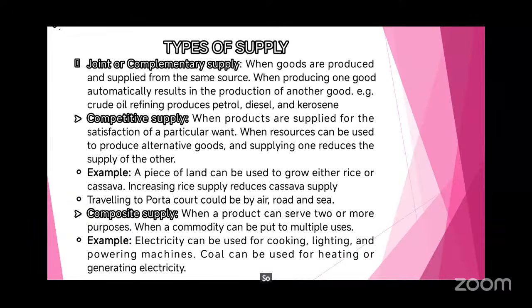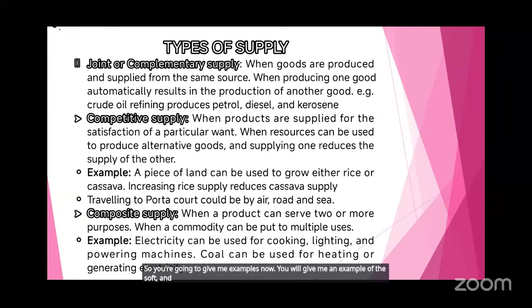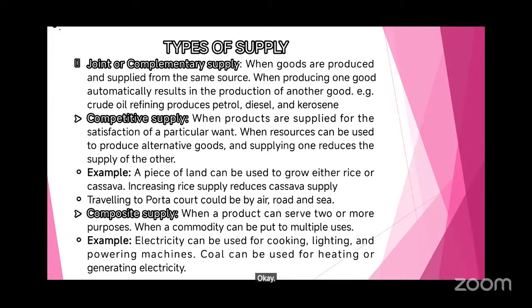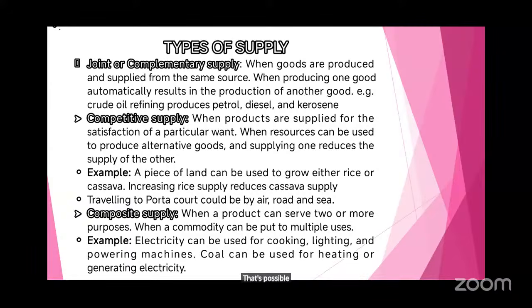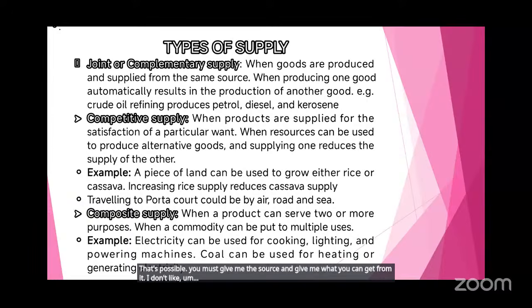So you're going to give me examples now. You will give me an example of the source, and then tell me what can be gotten from it. Okay, somebody is saying cocoa, you can get milk, you can get Bonvita. Yes, flour, you can get bread and cake. Yes, that's possible. You must give me the source and what you can get from it. Some people are not following what I'm asking from you. Give me the source and give me the products as well.